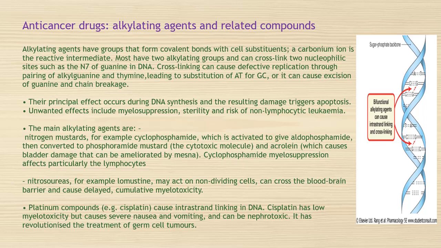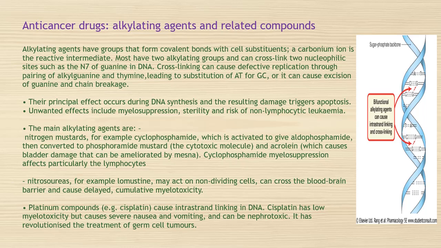and this cross-linking can cause defective replication due to pairing of alkyl guanine with thymine, leading to the substitution of AT for GC. And finally, the chain breaks. So therefore, there is no DNA synthesis. All these effects of alkylating agents principally occur during DNA synthesis. The unwanted effects of these alkylating drugs include mainly myelosuppression, sterility, and the risk of leukemia.